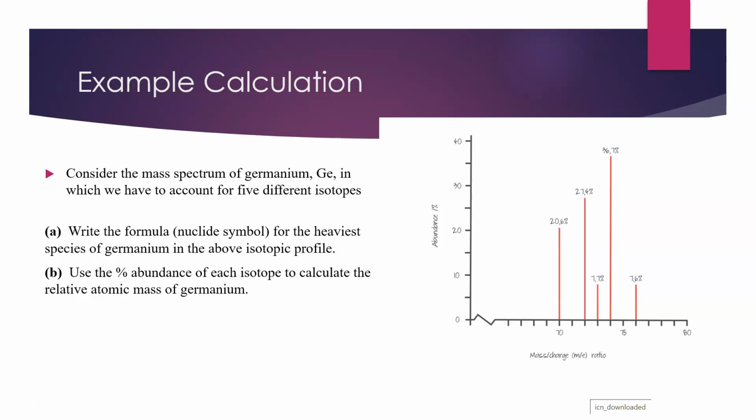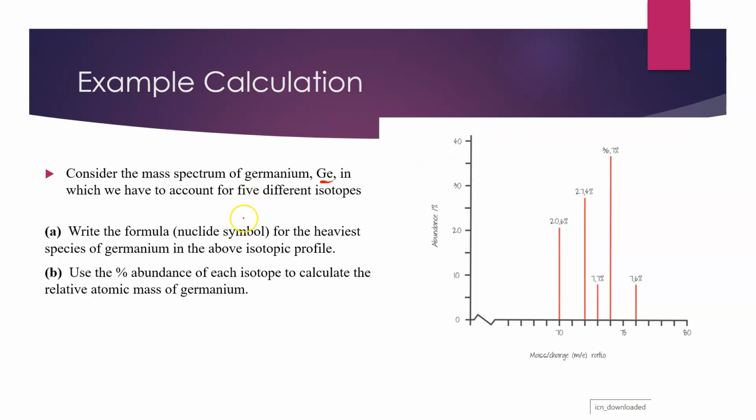Now we can see here that the data hasn't been provided for us in a table, it's provided as a mass spectrum. It's that series of lines on a graph where we have the y-axis being the percentage abundance and the x-axis being the mass to charge ratio. So this is germanium, we've been told here, and we're asked two questions. To write the formula or the nuclide symbol for the heaviest species of germanium in the isotopic profile. So when it talks about the isotopic profile, it's referring to the mass spectrum.